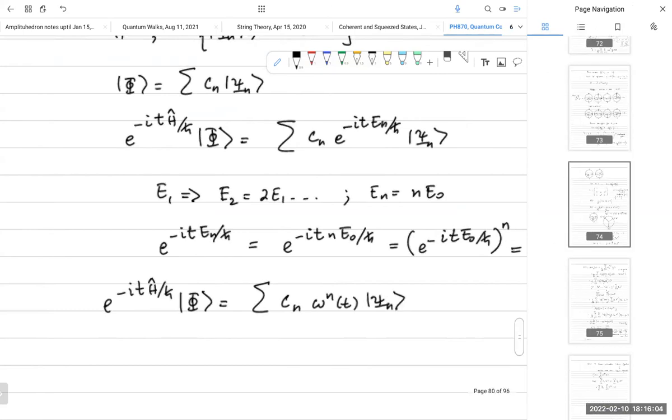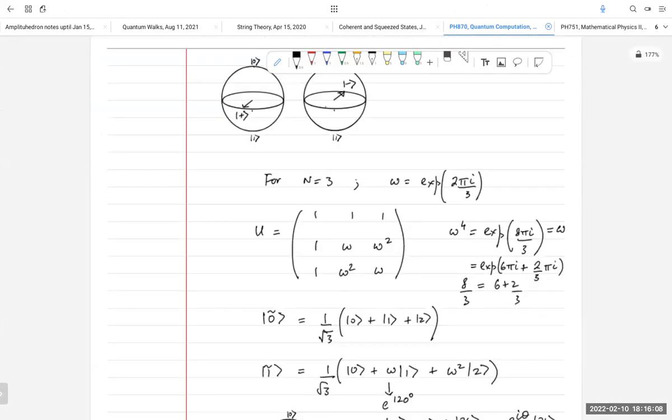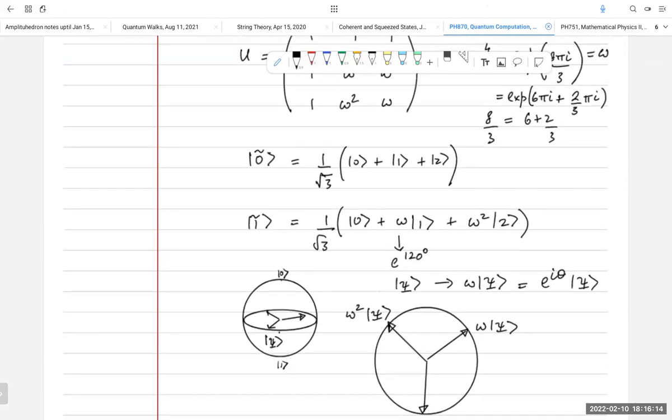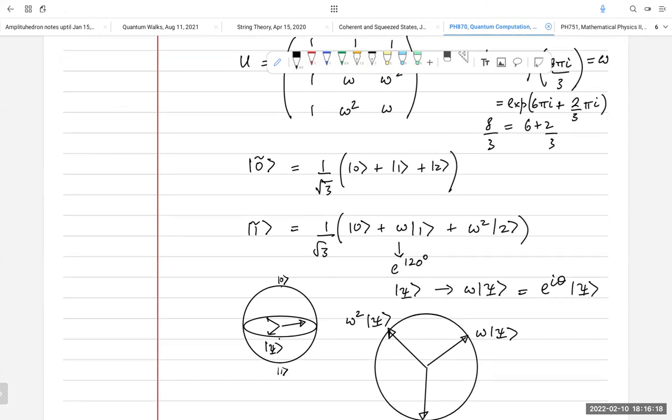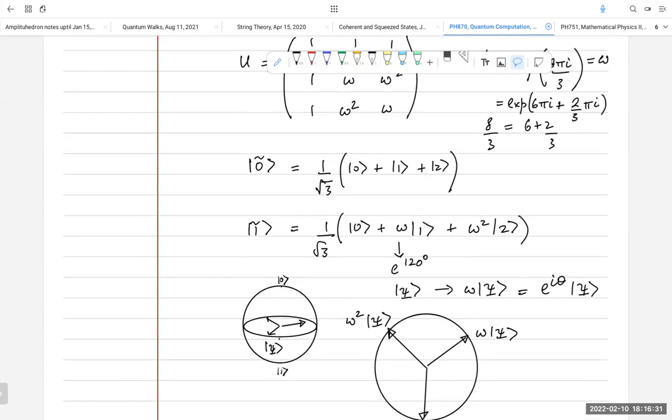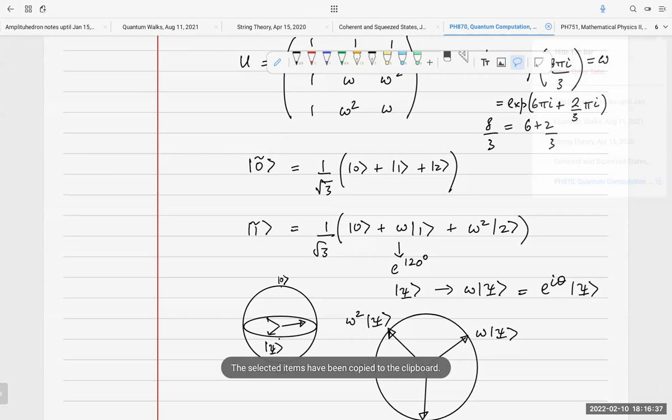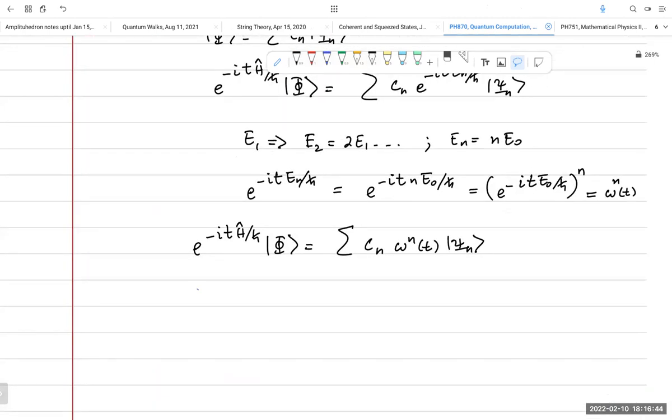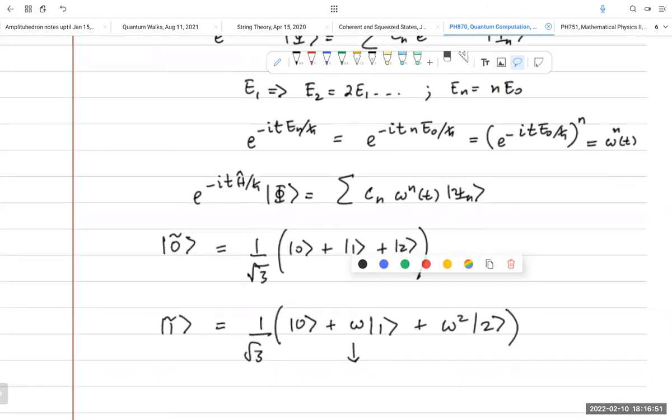So if I go back, as an example, let's look at this 3-qubit transform. What is it? This is the first transform state. This is the second Fourier state. How can we look at these states and make some sort of comparison with this time evolved state? How can we do that?